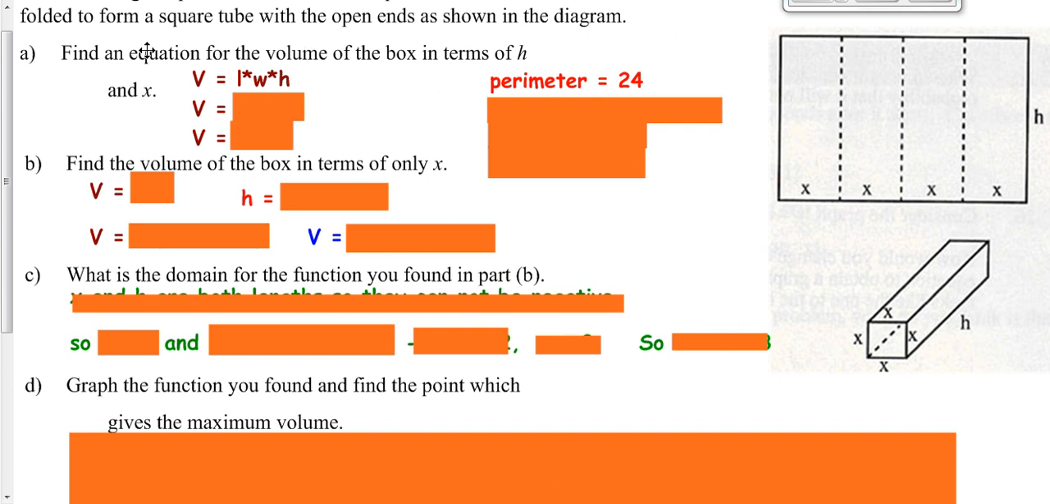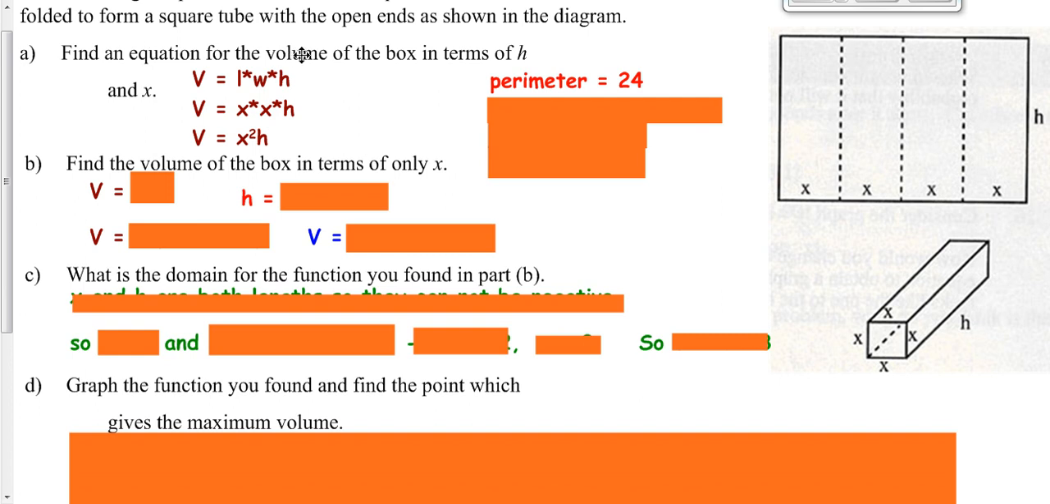So we're supposed to find the volume of this box over here. Well, we know volume of a box is length times width times height. Our length is x, our width is x, and our height is h. So it's going to be x times x times h. And we know that x times x we could write as x squared.